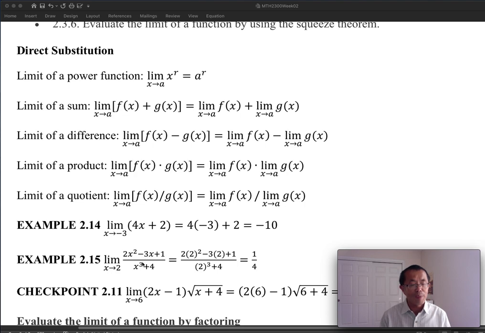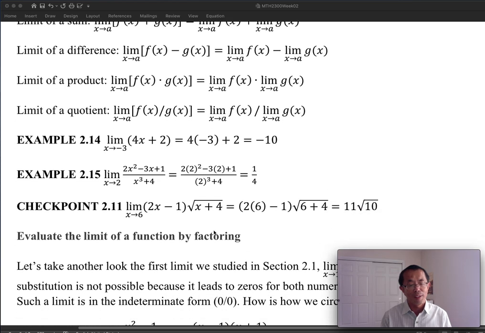Another example from the textbook may look a little more complicated, but you really don't have to think too much. If at all possible, you just plug in the value. Replace x with that given value. And indeed, it works perfectly fine. In the end, you simplify the answer, and it is 1/4.